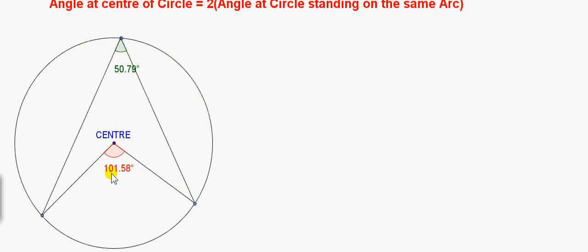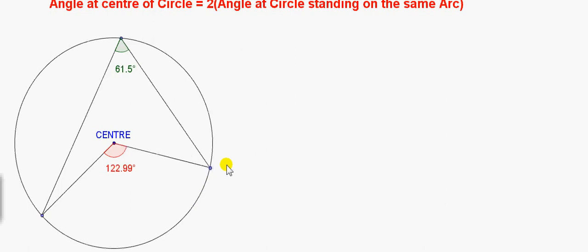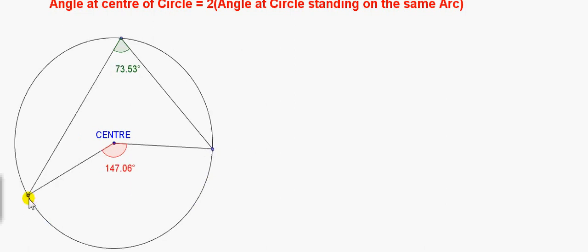So in this example the angle at the center is 101.58, and that's actually 2 times 50.79. It's 2 times the angle at the circle. And we can move this around. You can see that that relationship always holds. So for example, if the angle is about, say, 140 degrees here, we see that the angle at the circle is half of this angle. Half of 140.38 is 70.19.